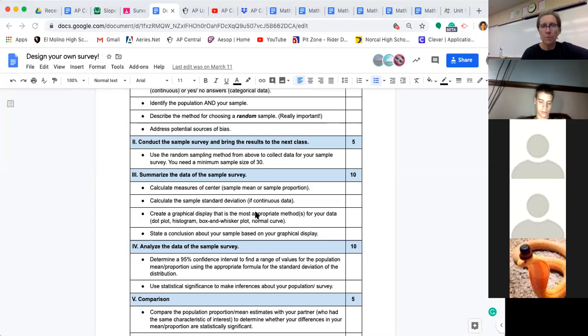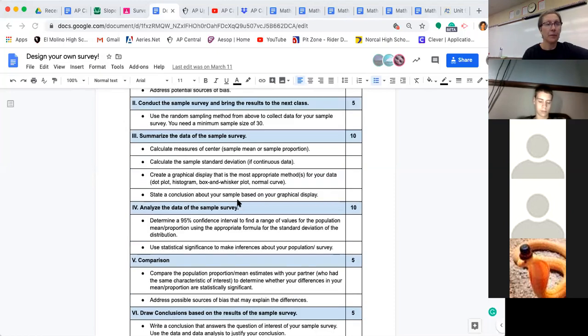Okay, so anybody need help with the standard deviation? Yeah, so do you have continuous data? No, I don't. Okay, so if you don't have continuous data, then you do not need to do the sample standard deviation. Okay, so is there anybody that did continuous data that would need help with that?